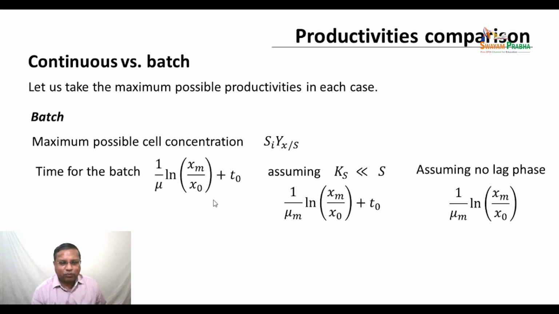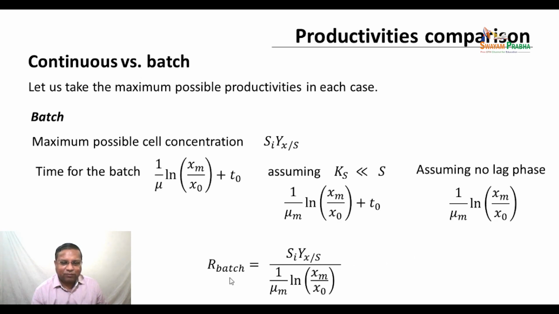Here I have just replaced mu with mu m, saying when Ks is much less than S, then you would be at the maximum specific growth rate, the asymptotic value. So 1 by mu m ln of xm by x naught plus t naught. And if we assume no lag phase, it starts growing right from the beginning, which happens many times, then we can completely ignore the lag time here. I am doing all this to get an idea of the ratio of productivities. If the lag time is significant, you can always add that for comparison. I am taking the simplest case that is possible, but which is still representative.